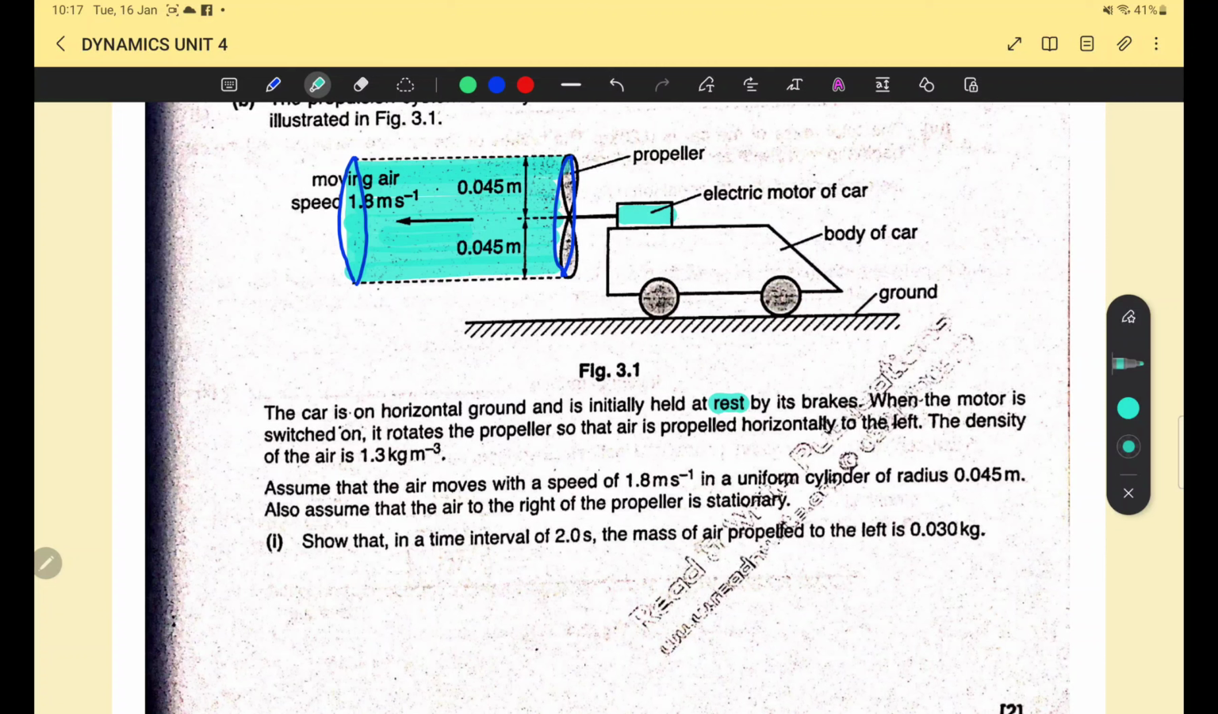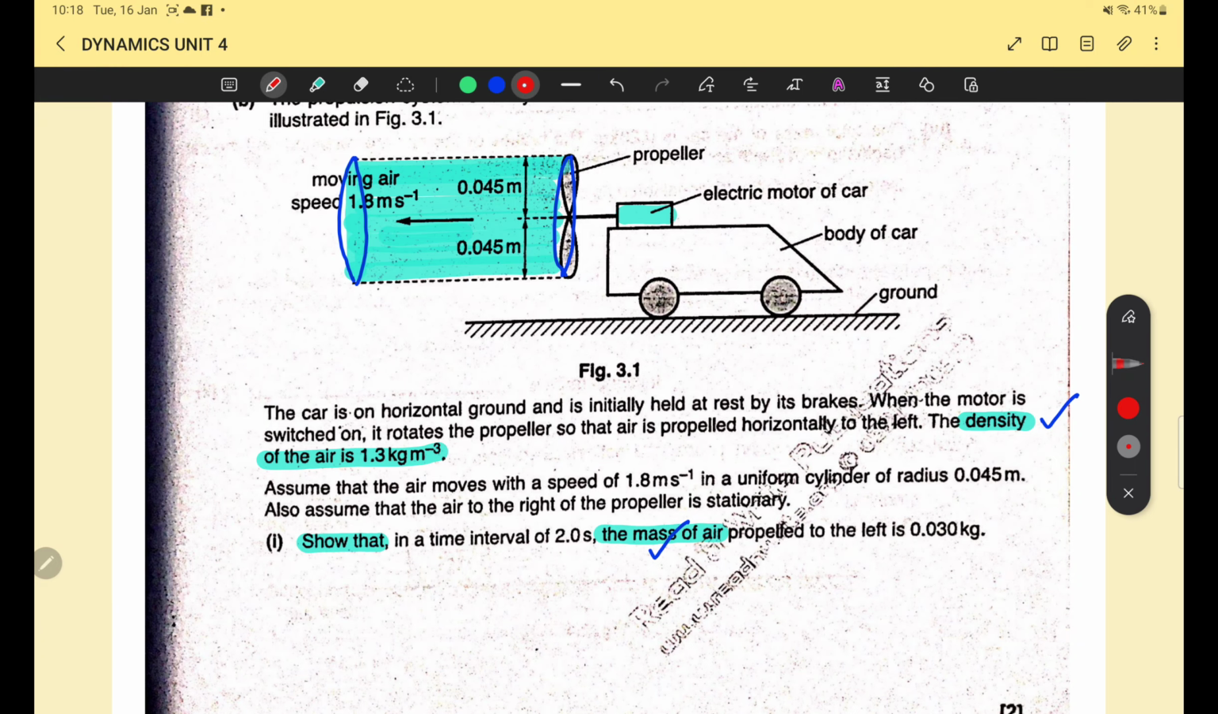Initially, when the motor is switched on, the propeller rotates, so air is propelled. The density of air is 1.3 × 10^-3. The main thing is the density of air. We are given the density, and we have to calculate the mass of air. It means this is a question of density and mass.